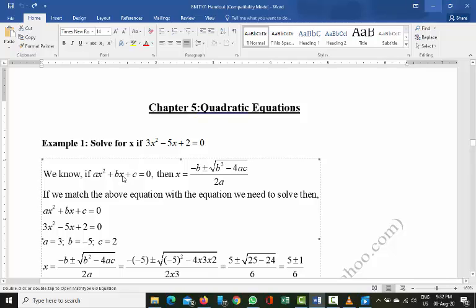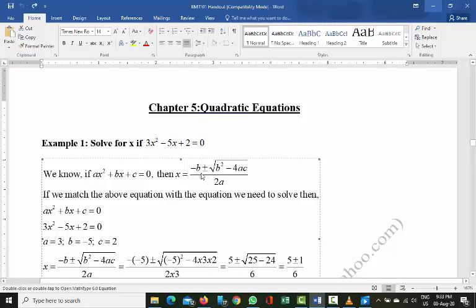Again, here with only the variable, with only x, we have b. Here we have minus 5. So b is minus 5, and the remaining part without the variable will be c. So here c is 2. So if you have an equation like ax square plus bx plus c is equal to 0, then you can use this formula to calculate the value of x.